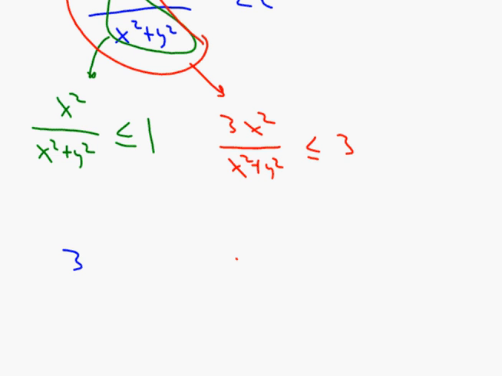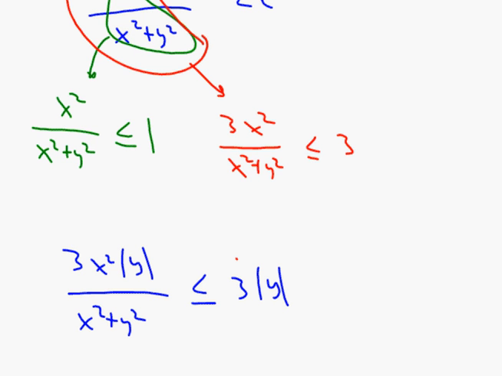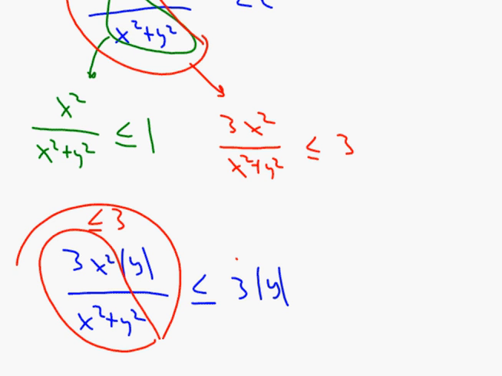Since that's less than or equal to 3, I can make the following statement. I can say that 3 x squared times the absolute value of y over x squared plus y squared would have to be less than or equal to 3 times the absolute value of y. Now let's think about that for a moment. Let's make sure we believe it. We know that this coefficient here is less than or equal to 3. So if that's less than or equal to 3, then of course this whole fraction here is less than or equal to 3 times the absolute value of y. So that's where we'll leave off.